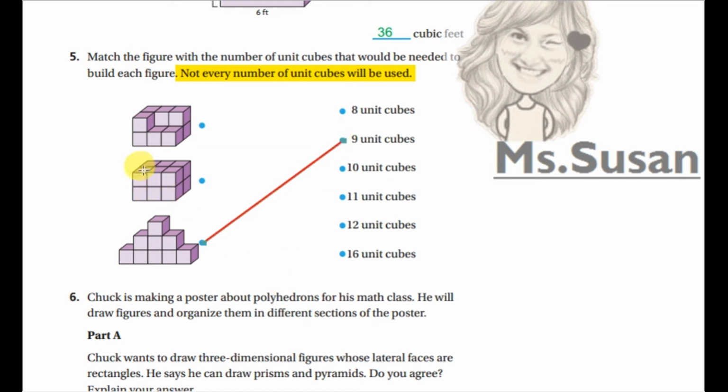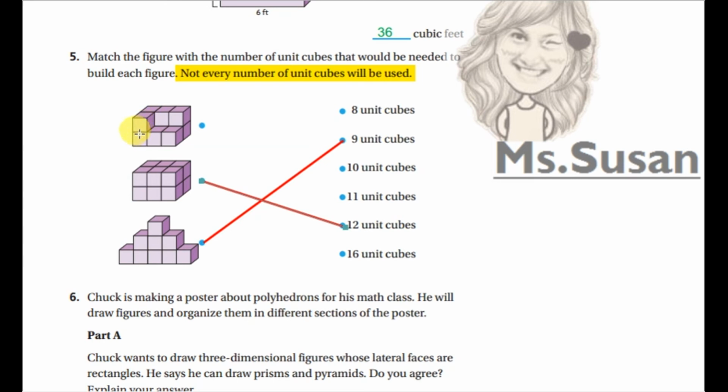The second one, we have 1 2 3 4 5 6, so each layer is 6. So we have here a complete layer and a complete layer. So this means I have 6 up and 6 down. So this will be 12. Match it with 12. Finally, this one.